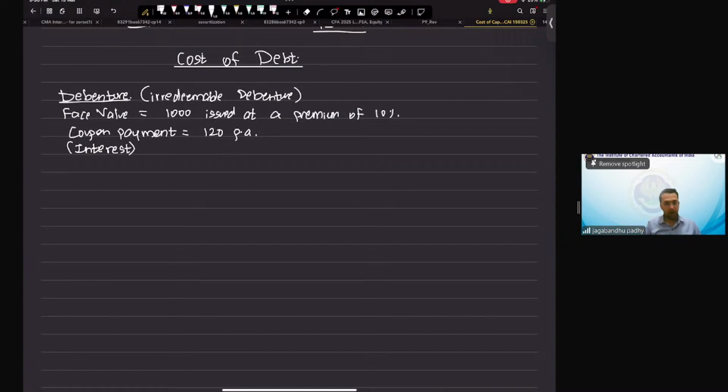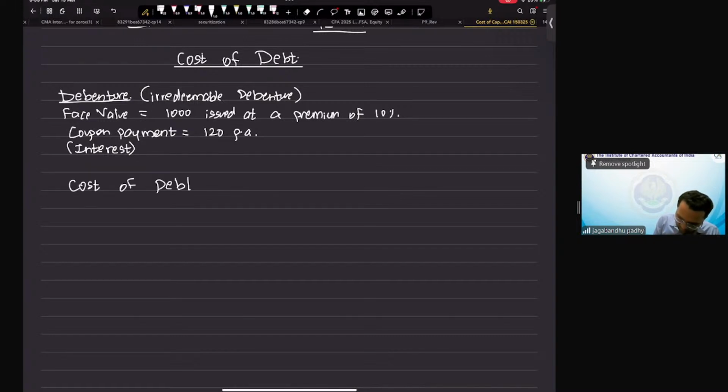How do we calculate the per annum cost? 12%? Is the per annum cost 12% in this case? No. The simple fundamental rule that we follow to calculate the rate of return, or even the cost of capital, is that the rate of return will be the return upon the principal amount.